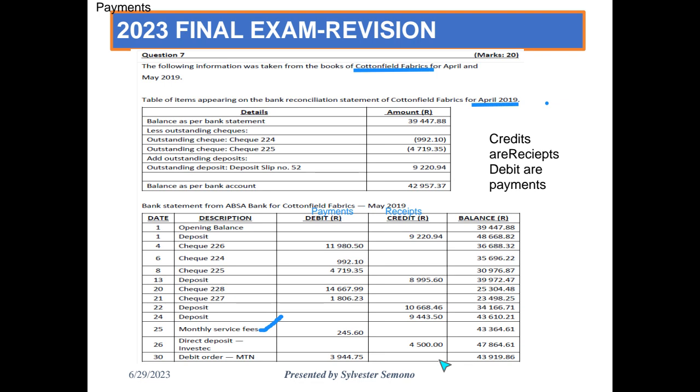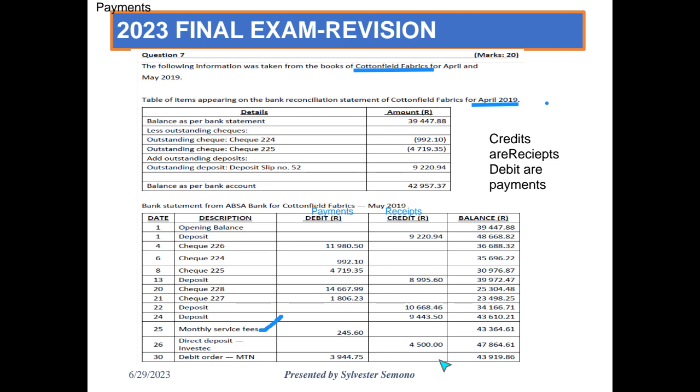I said the bank account balance can be found from the following. You can either find it from your previous bank reconciliation statement, or from the bank statement, or from the additional information. So it depends what you have.